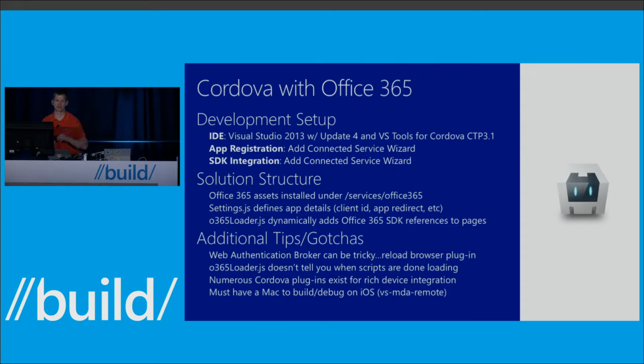From an app registration standpoint, this is where it gets a little bit interesting. If I want to register an app with Office 365, I don't even have to go into Azure. I can do it directly from within Visual Studio through what we call the Add Connected Service Wizard.